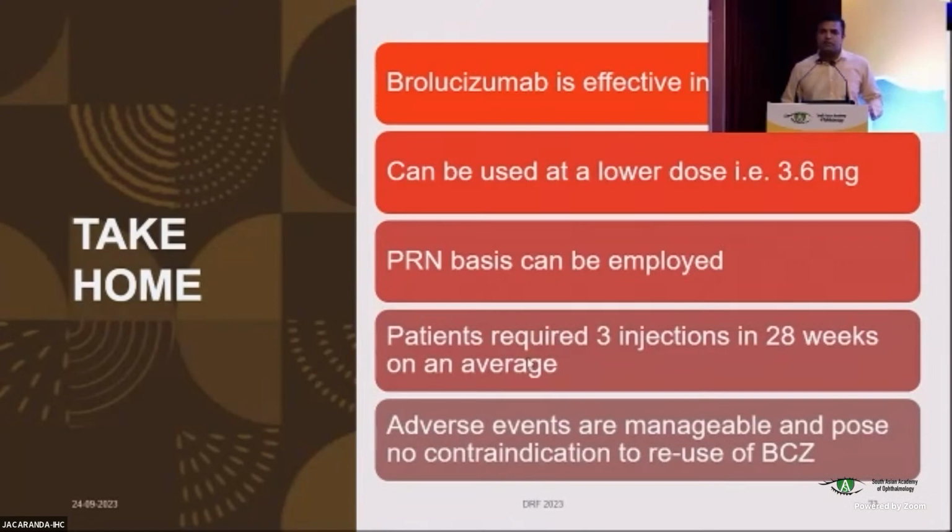A PRN basis can be started de novo and it is safe. The patients required roughly 3 injections on average in both the subgroups. And the adverse events, though they occur, they are manageable. And one small thing that I would like to point out is that with our experience of close to about 1400 dosages now given, we have realized that initially our adverse events were higher. As we have been injecting this drug, maybe some post-marketing surveillance, but the number of adverse events has actually reduced rather than increased with our more number of injections.